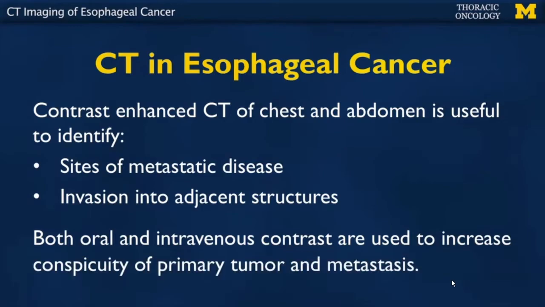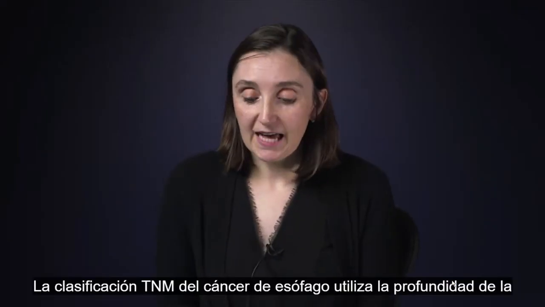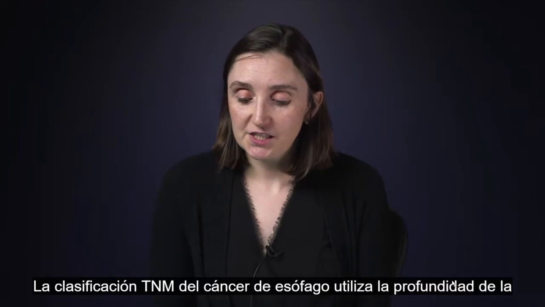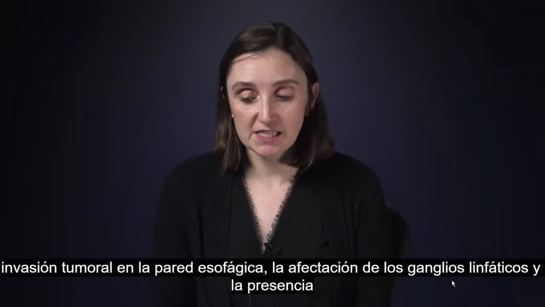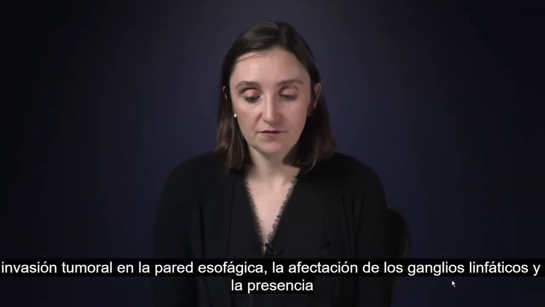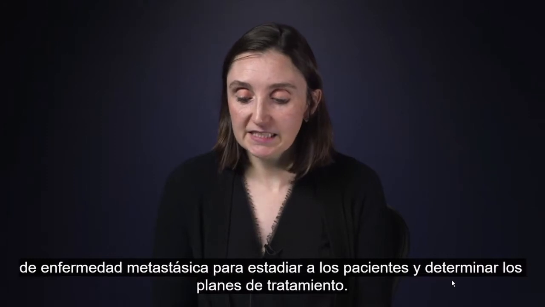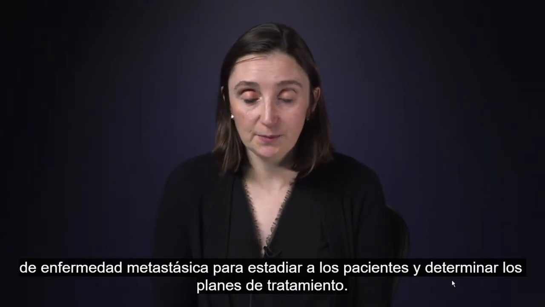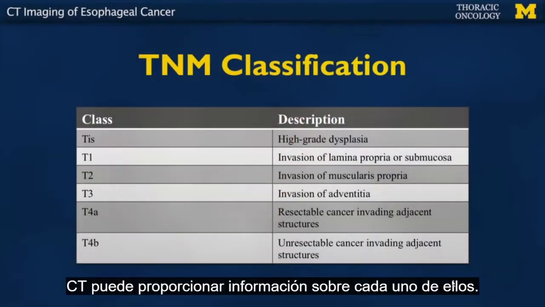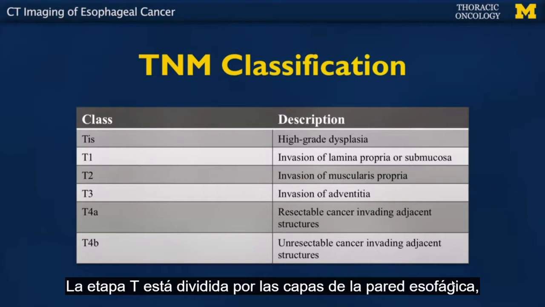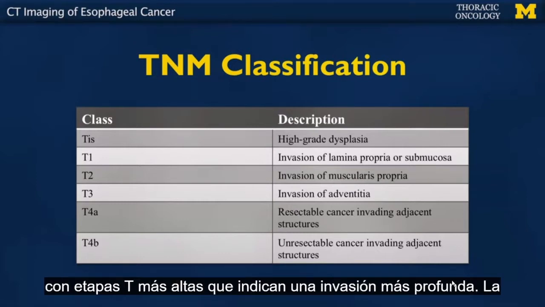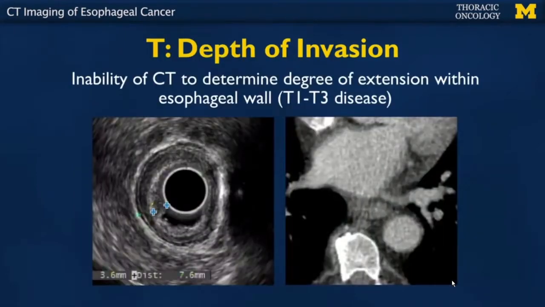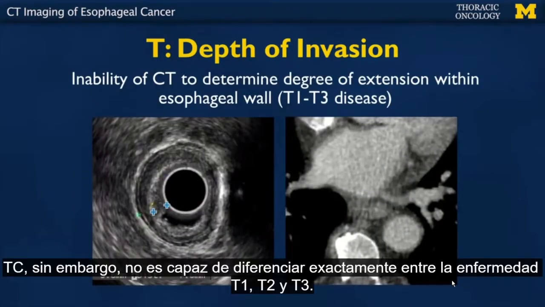The TNM classification of esophageal cancer uses depth of tumor invasion into the esophageal wall, lymph node involvement, and the presence of metastatic disease to stage patients and determine treatment plans. CT can provide information regarding each of these. The T stage is divided by the layers of the esophageal wall, with higher T stages indicating deeper invasion. CT, however, is not able to differentiate between T1, T2, and T3 disease accurately.